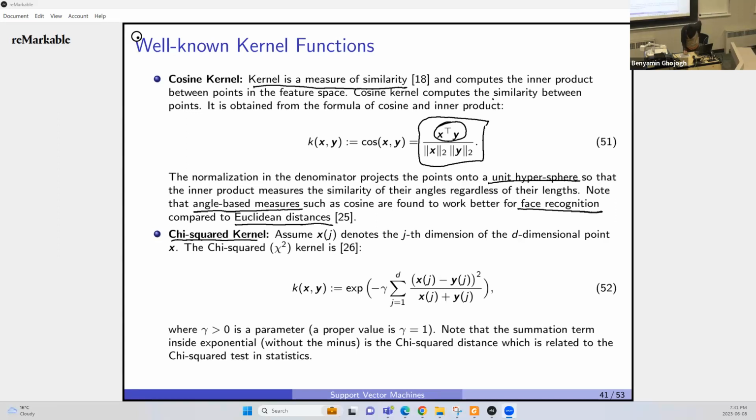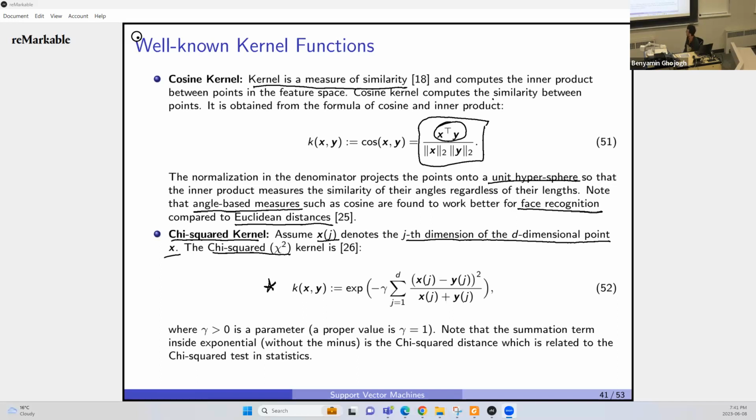Chi-squared kernel. Assume xj denotes the jth dimension of the d-dimensional point x. So xj is the jth dimension of x. Then the chi-squared kernel, shown by this notation, is defined as this. This is not a well-known kernel, but it can be used. So it's one of the kernels. Its summation, what?